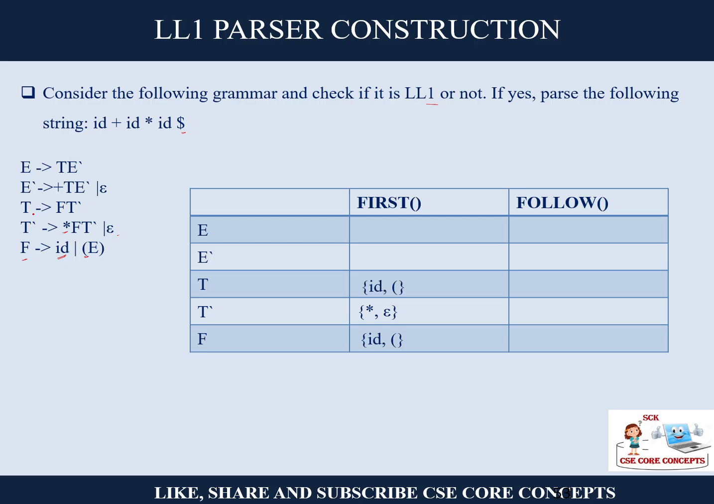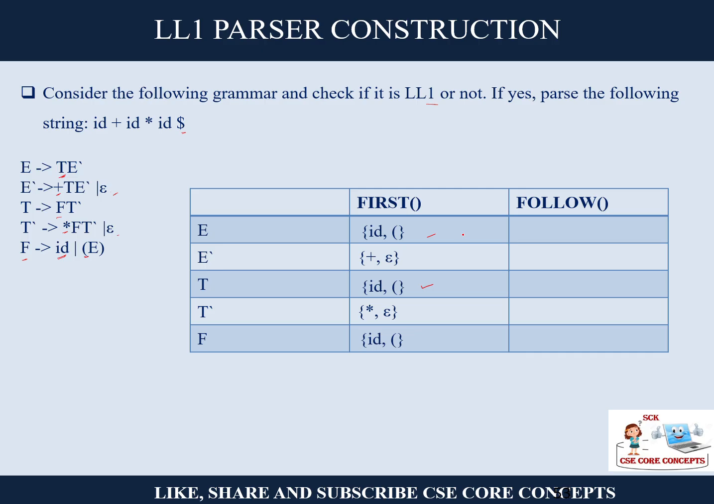First of T. Now first of T is not given directly, so you have to find it out based on F. Because both are non-terminals, the first of F is already computed, that is ID and an opening bracket. So that will be the first of T. Then comes E prime. The first of E prime is the plus symbol and epsilon. And the first of E is the first of T, because it is a non-terminal. So the first of T is again ID and an open bracket. I hope it is clear to you.